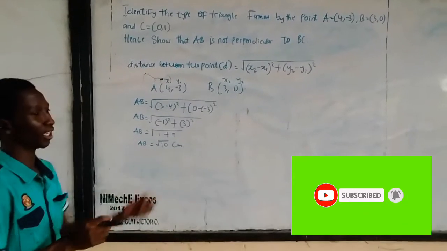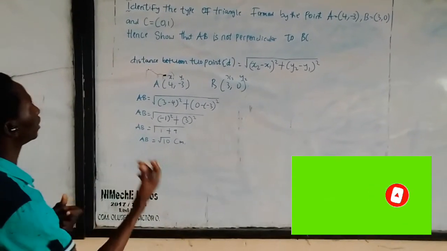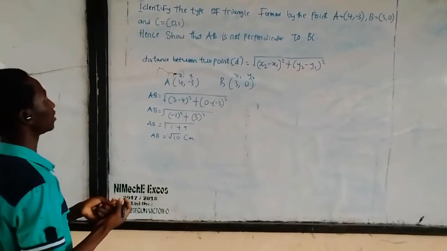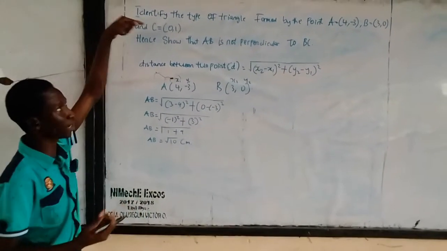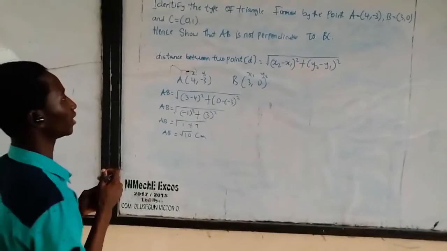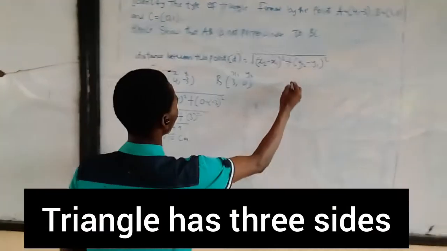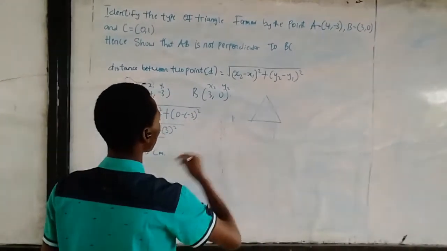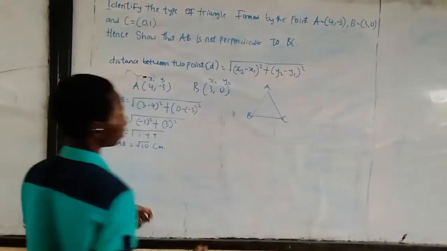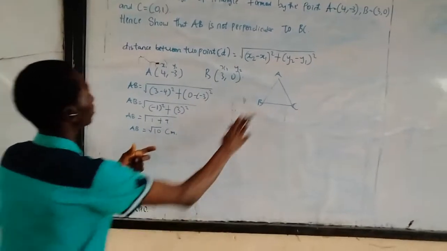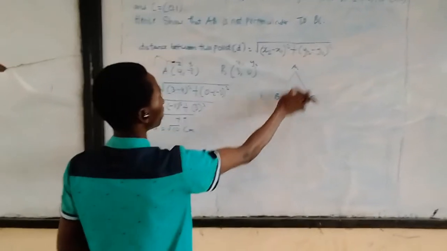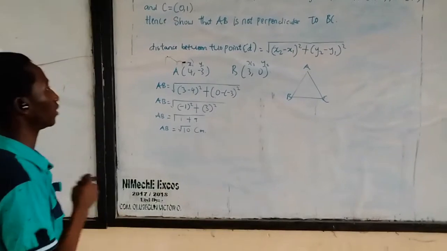So that's the first thing you are going to do: find the distance of AB. Then the next thing you are going to do is find the distance of BC, because they ask you to identify the type of triangle. Our triangle always has three sides. Let me just say A, B, C. So that's what they are asking us to find: the type of triangle. Find the distance of this, and another distance of this, and another distance of that.